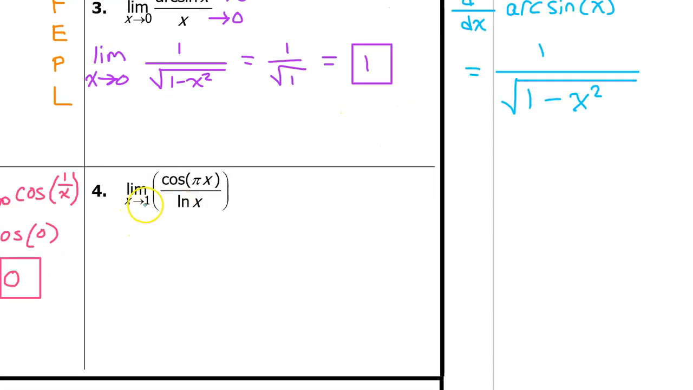On number 4, if we do direct substitution and plug in 1 for x, we are left with the cosine of pi in the numerator, and the cosine of pi is -1. Plugging in 1 in the denominator, we get the natural log of 1, which is 0. -1 over 0, this limit does not exist. We just put DNE and move on.